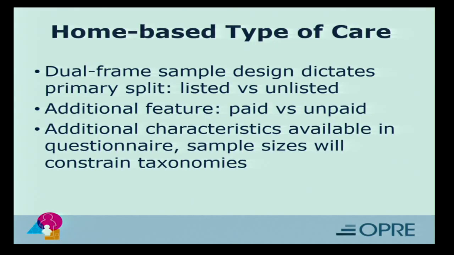Home-based type of care, really the primary classification comes from the sample design. We had a dual frame sample design which included addresses of households whom we screened to determine if there was somebody providing home-based care to children under age 13. And that's what we call our unlisted sample, because they came from households. They weren't on any list of providers. And then we have listed providers who, very much like the center-based providers, were on state or national lists of early care and education providers.